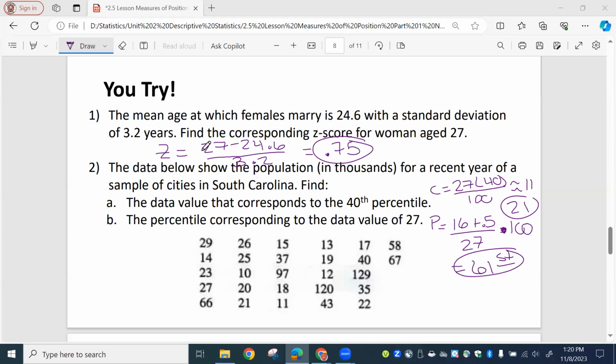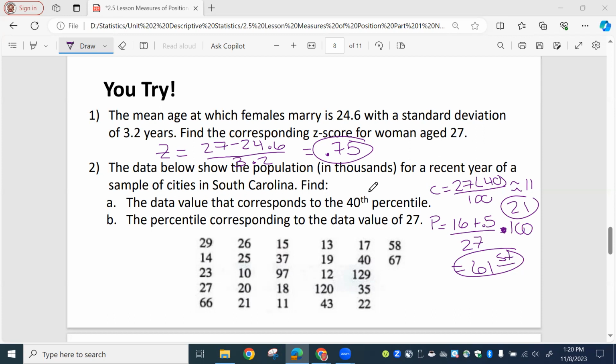So hopefully for the first one, you got a Z value of 0.75. So 0.75 standard deviations above the mean. This 27-year-old woman was 0.75 standard deviations above the average marrying age of 24.6.